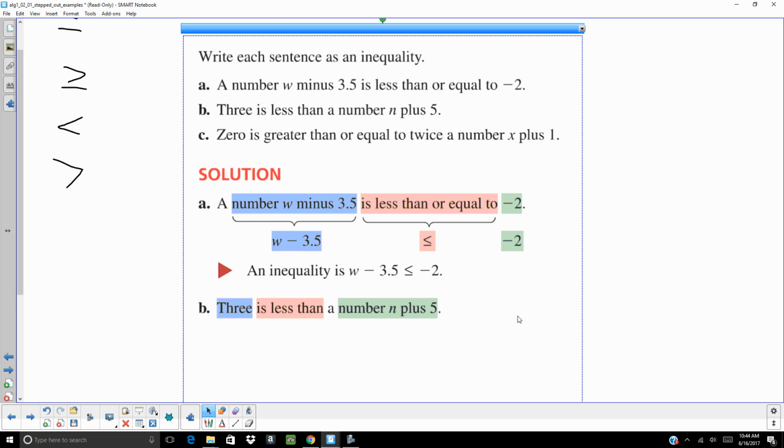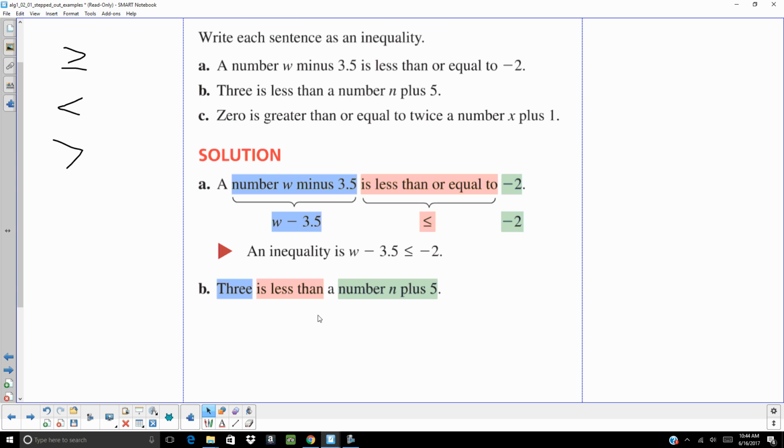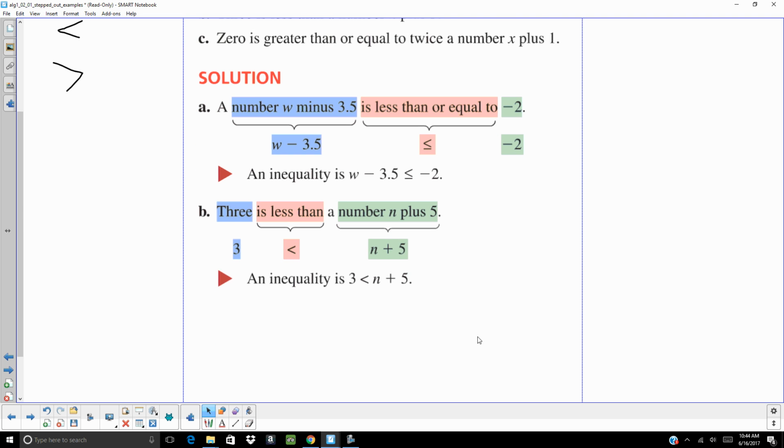All right, on B, the important things are highlighted: 3, and then is less than a number, n plus 5. So each important thing is highlighted. Those are what's going to represent each one. So there is going to be our final inequality.